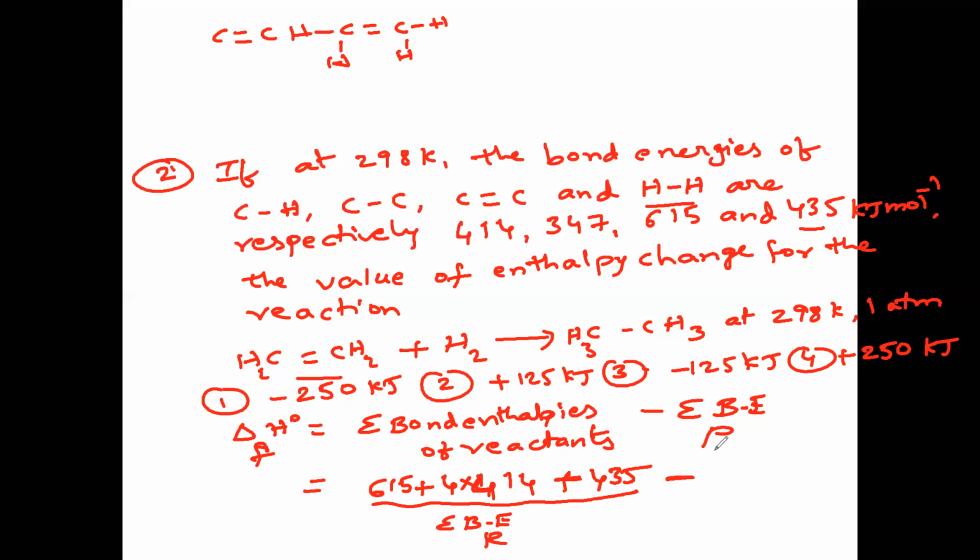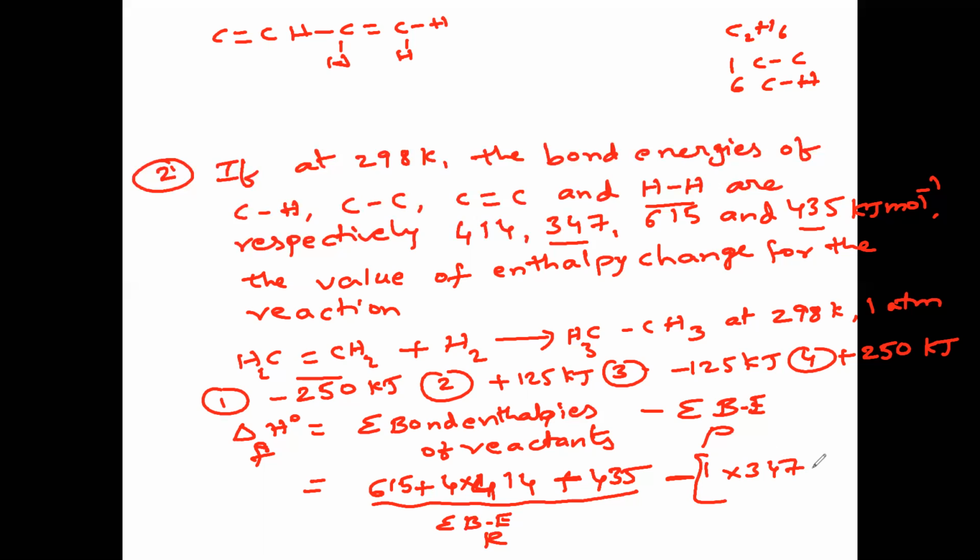In bond enthalpy of products, we have 1 CC bond, because in ethane molecule, C2H6, we have 1 CC bond and 6 CH bonds. As space is not there, I'm writing it here. Please note it down. So 1 CC bond and 6 CH bonds. So minus 1 into CC bond. C single bond C is 347. So 1 into 347.